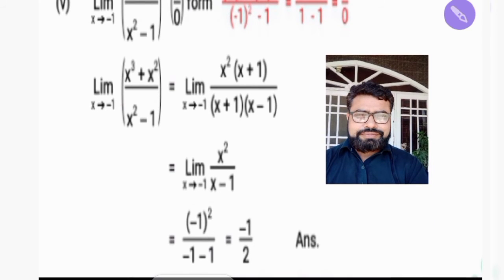Now we have to remove 0 by 0 form by taking common or applying a formula or middle term split. As there is x square common in the numerator, we will take x square common. Highest power is x square, so we can take x square common. Some people will take x common, it is wrong. You have to take common the highest power in the two terms. As there is x square as highest power in x cube plus x square, we will take x square common and we will be left with x plus 1 inside the bracket.